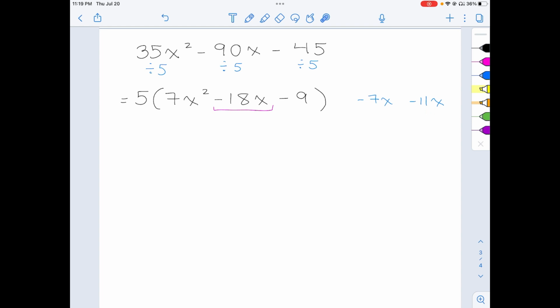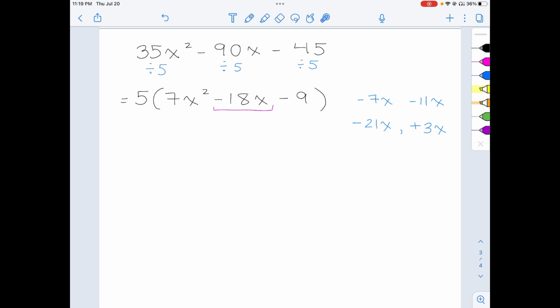But what's going to happen in this case is we are actually going to split this or rewrite it like this. So we're going to rewrite it with a negative 21x. I know you're probably like, what? Where'd that come from? And a positive 3x. You might think, okay, how did I just get that? It's a lot of mental math and figuring out what's going to work, or trial and error on your calculator.